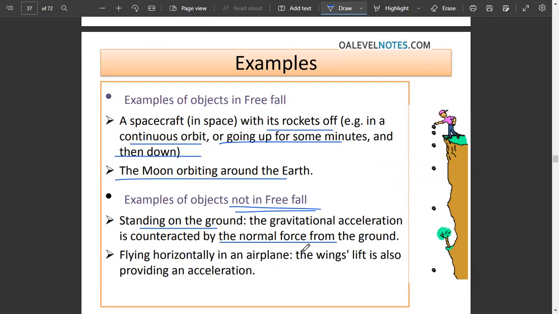That is also your weight there. Or flying horizontally in a plane, the wing's lift is also providing an acceleration. If you're flying horizontally, the only force is not gravity. There's air resistance as well, a second force. Then there's a third force, drag force. Then there's a fourth force, which is the lift force. When does free fall take place? When you only have one force, and the name of that force is the gravitational force.